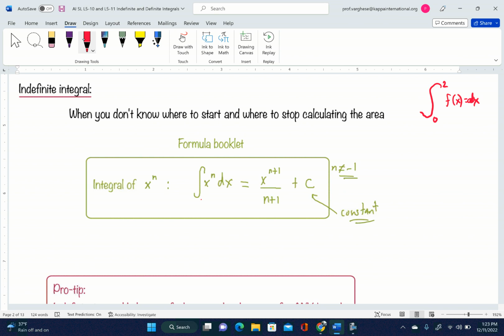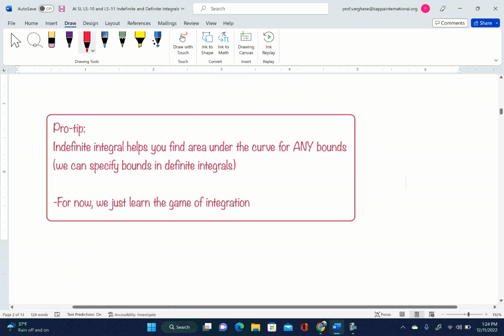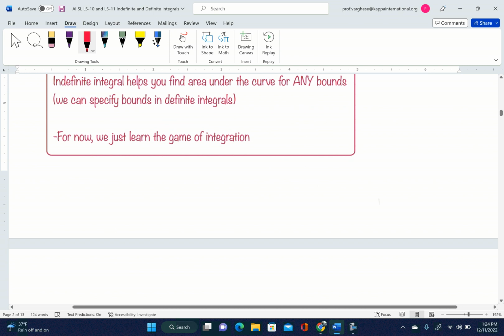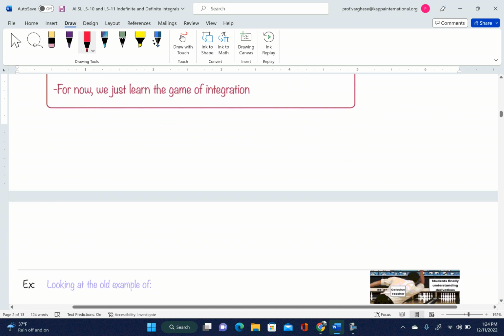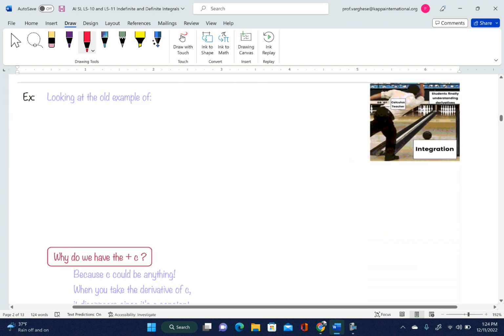Okay, so we're going to go through a problem. All you do to find the integral of the function is you take the variable, put it out in front, take the exponent, and now instead of subtracting 1, we're going to add 1. And whatever we do there, we're also going to put that as the denominator, n plus 1. And you're always going to put plus c. So we're going to talk about why we put the plus c. And again, an indefinite integral is when you don't have any bounds. And right now we're just going to learn integration.